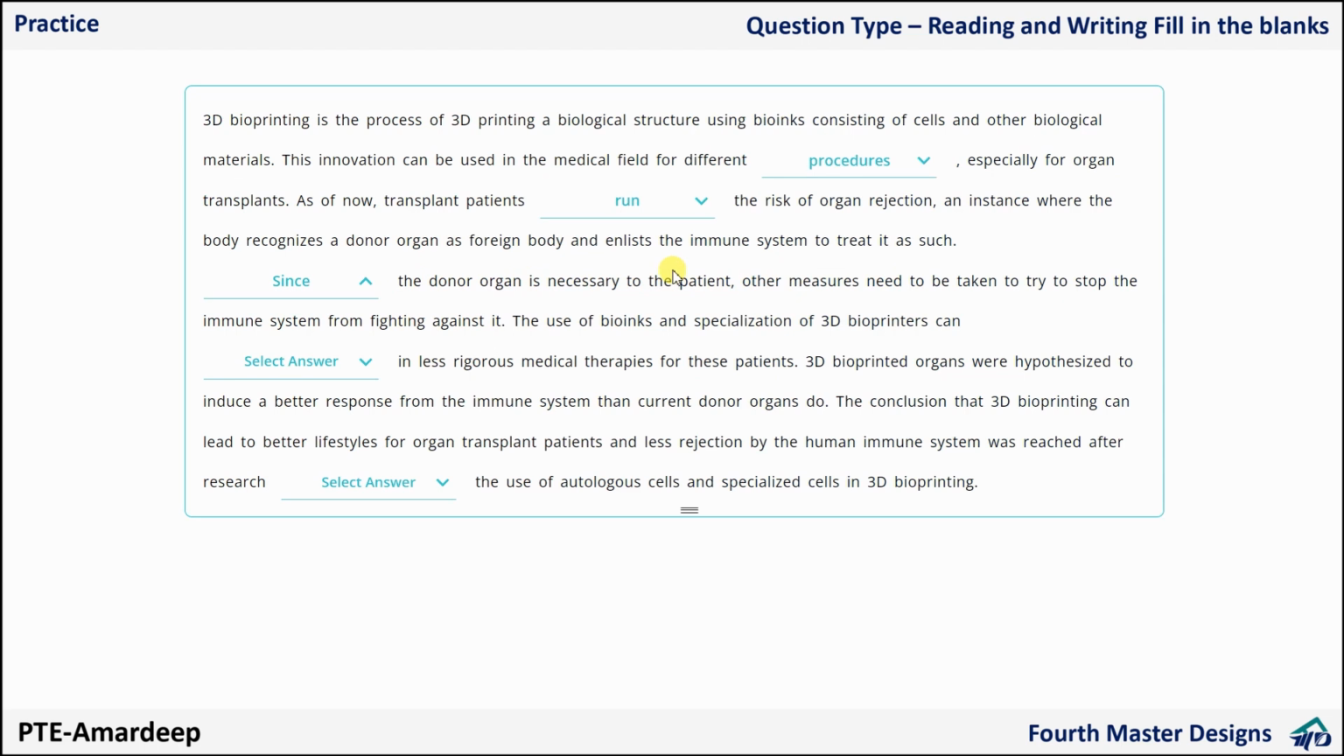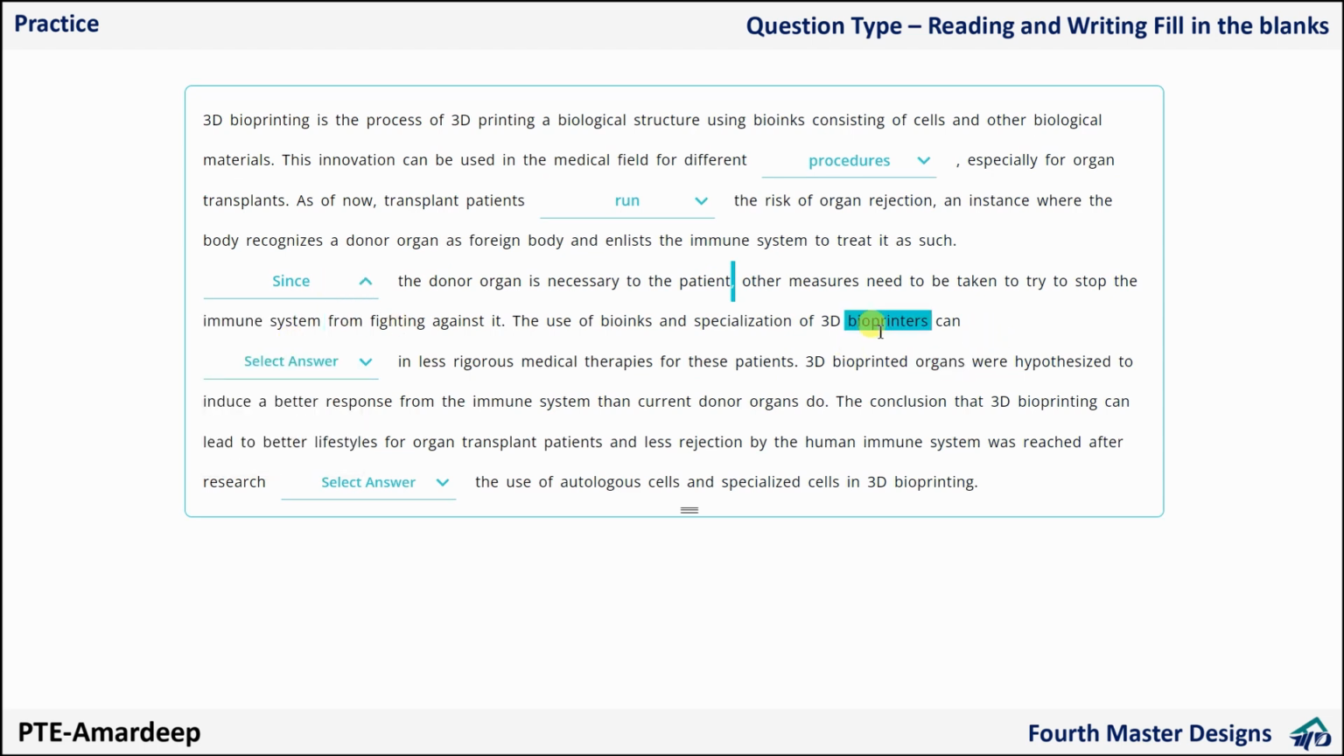In conditional sentences: if you work hard, comma, you will pass. Since it was raining, I couldn't come. When XYZ, comma, then again something else. So that is the format, and there is a comma here. I'll go with since. Why the donor organ is necessary, other measures, doesn't make sense. How the donor organ, other measures. Then the donor organ, comma, other measures. If you go with then, the comma here is incorrect, and it's not like they have used the comma incorrectly. So I'll go with since here.